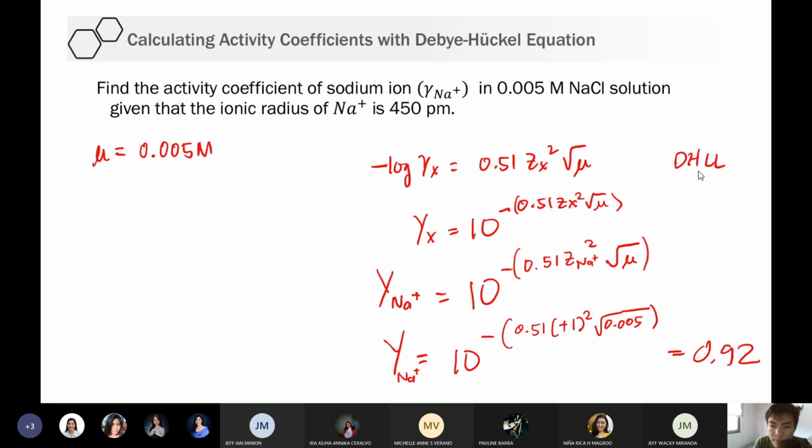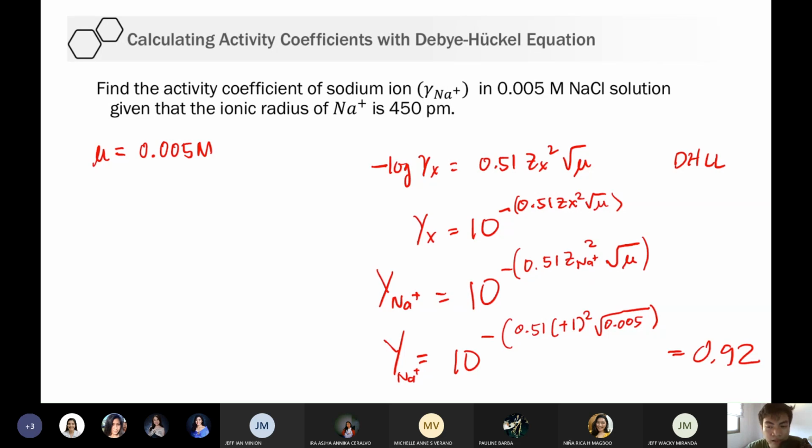As you can see, when we use the Debye-Hückel limiting law, we do not need any ionic radius. We're just going to plug in whatever is written. Okay, so ganun na lang. That's why the Debye-Hückel limiting law is quite handy. So the big question here is this: are we going to use the Debye-Hückel limiting law and the Debye-Hückel equation all the time? No. Why? Because someone already did that.